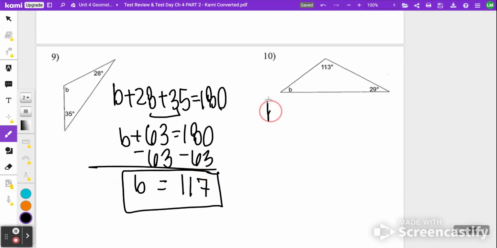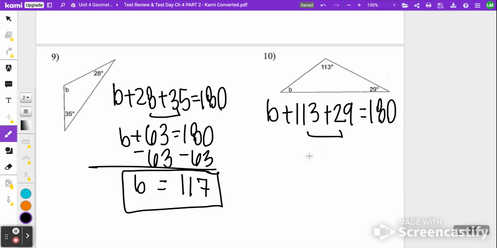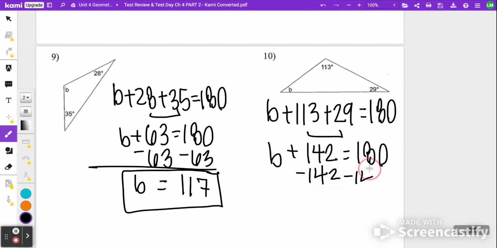Okay, same thing here. B plus 113 plus 29 equals 180, and we're solving number 10 now. First things first, I'm going to add 113 and 29 degrees because those are like terms. I'm going to get 142. So B plus 142 is equal to 180. Finally, I'm going to subtract 142 from 180 to find my answer, which would be 38.